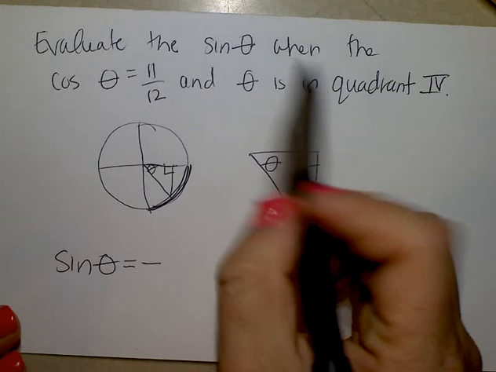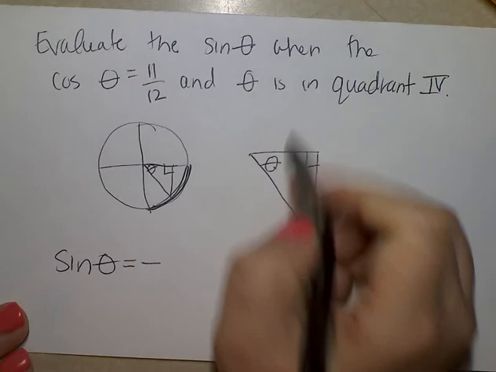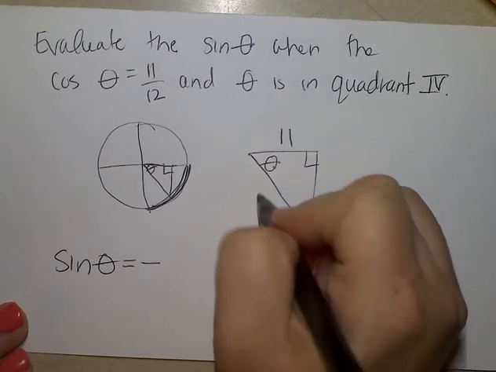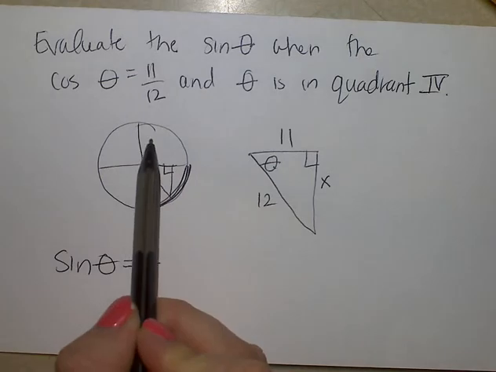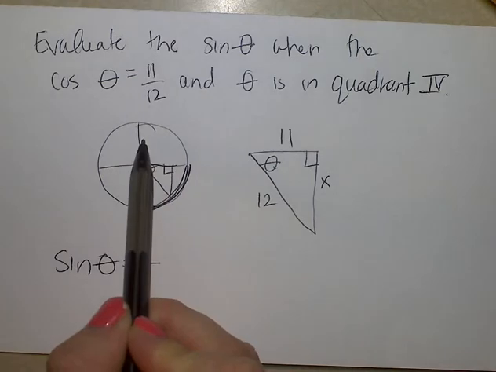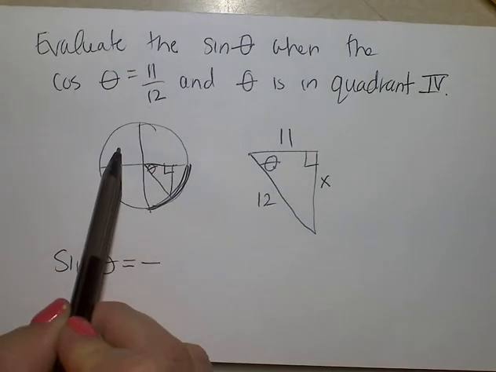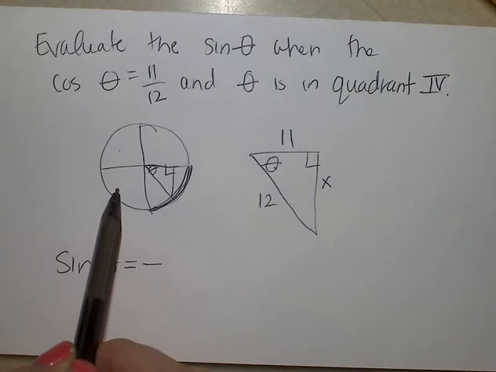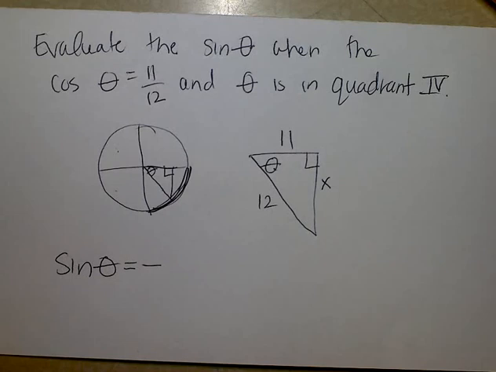Okay, so we're told the cosine is 11 over 12. So here's my angle. Cosine is adjacent over hypotenuse. With your partner, please find the missing side. How can you determine if it's already going to be negative? In this quadrant, tell me what the x's are. Positive. And what are the y's? Negative. Here, x is negative, y's are positive. Here, negative, negative, and here, positive and negative. And your x's are always like your cosines, and your y's are always like your sines.